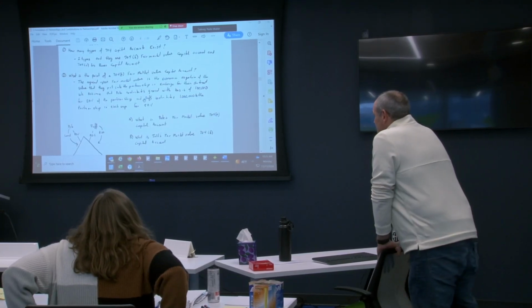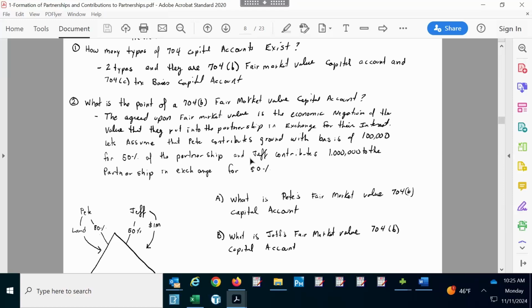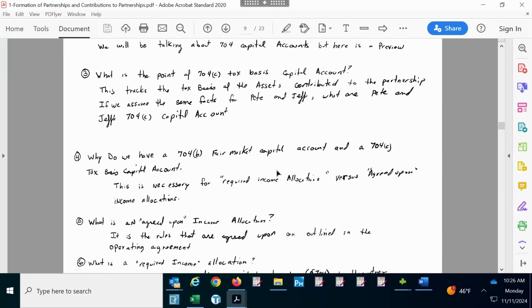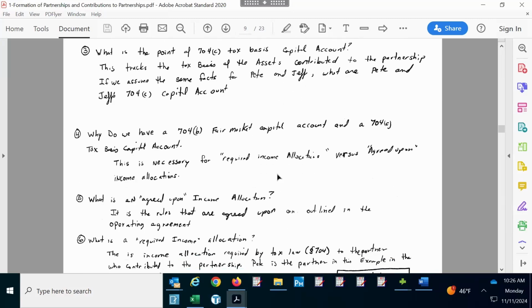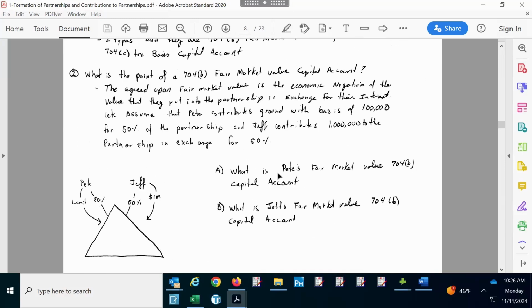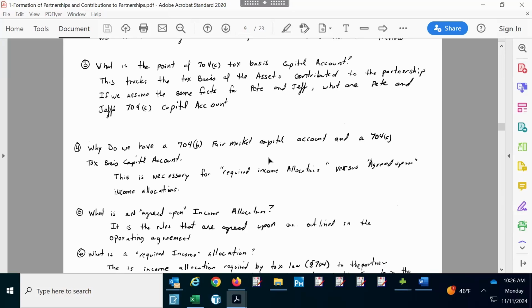How many types of capital accounts exist? Two types: 704B, the fair market value capital account, and 704C, the tax basis capital account. What's the point of 704B? It's the agreed upon fair market value. I think we've kind of covered this. What is the point of 704C? It's meant to track tax basis.